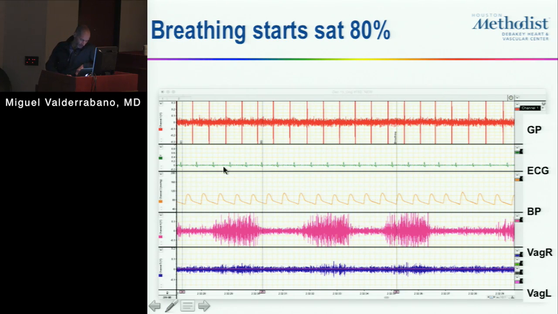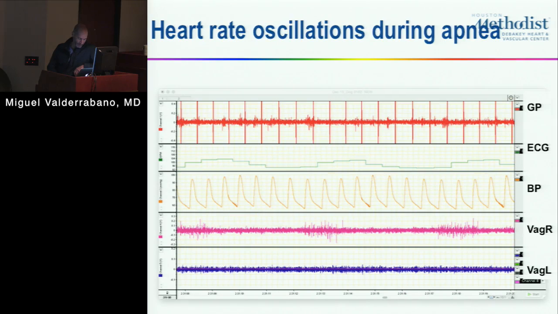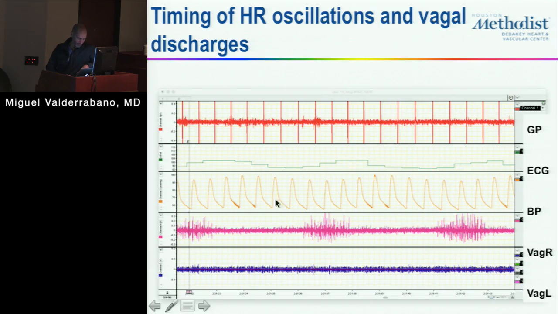I said, okay, let's look at what the heart rate does. And thankfully, this software allows us to process the EKG and display the heart rate of every beat. And then we'll go back to the same recordings that I just showed you, and we start seeing this heart rate goes up and down, up and down. I said, this is not random. There's something going on. And this is at the very beginning, and then when the vagal discharges, so I was just showing you the same thing that I showed you earlier.